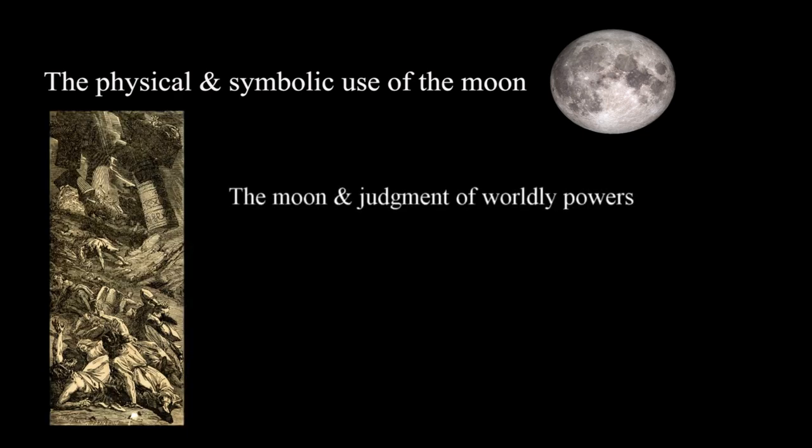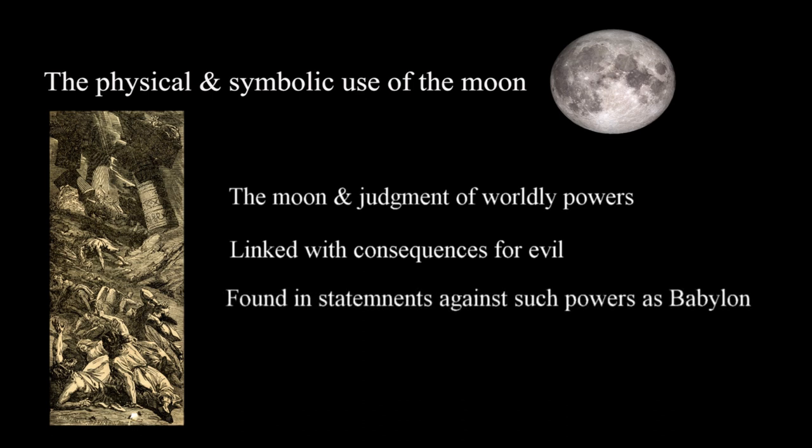Prophetic language uses the moon as a figure depicting the defeat or overthrow of worldly powers. These are linked with the judgment of God against them and represent consequences for evil. The prophet Isaiah delivered God's pronouncement of judgment against Babylon.